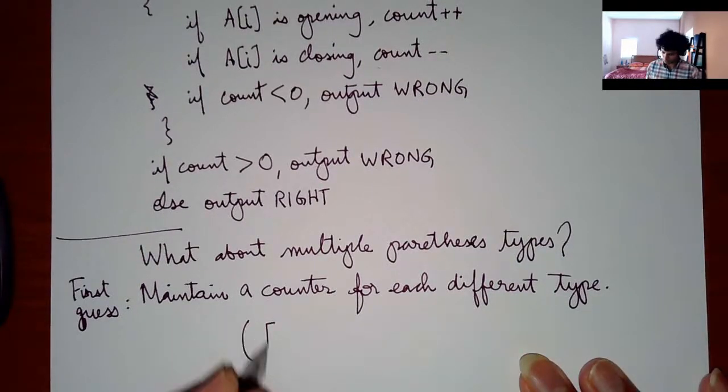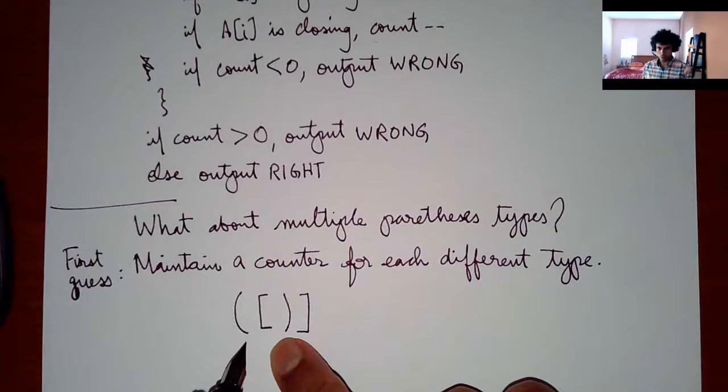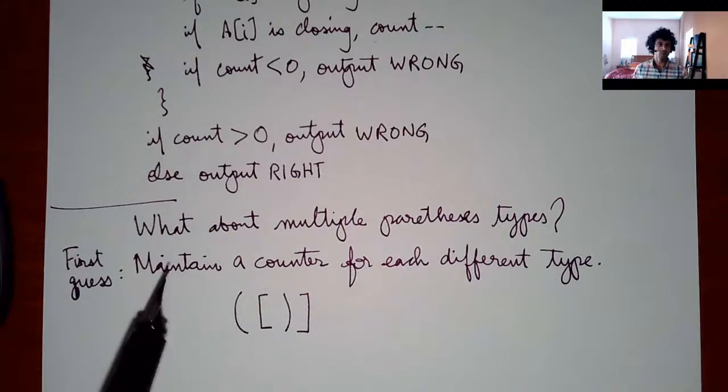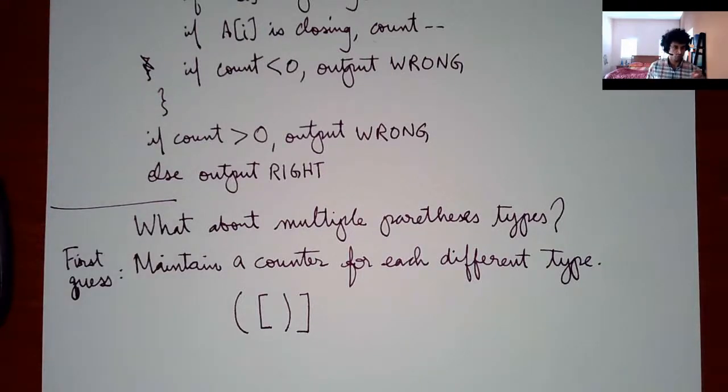So if you have a situation like this, then the normal parentheses form a correct statement by themselves. The square brackets form a correct statement by themselves, but they're interleaved the wrong way. And therefore, if you maintain a counter for each different type, that's not enough. You could imagine doing the previous algorithm with a separate counter for each type, but that doesn't work.